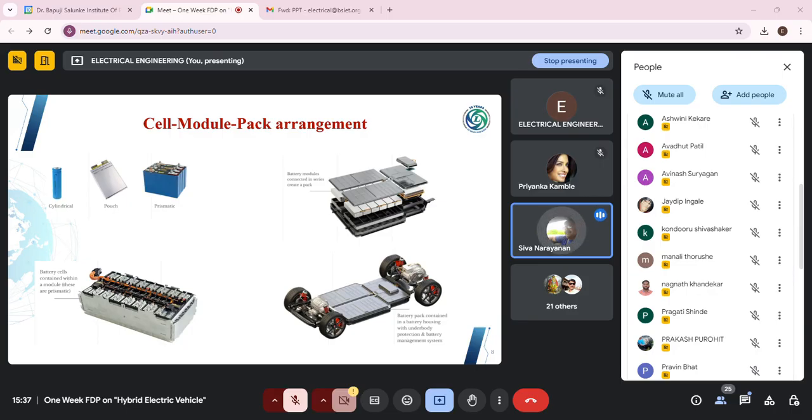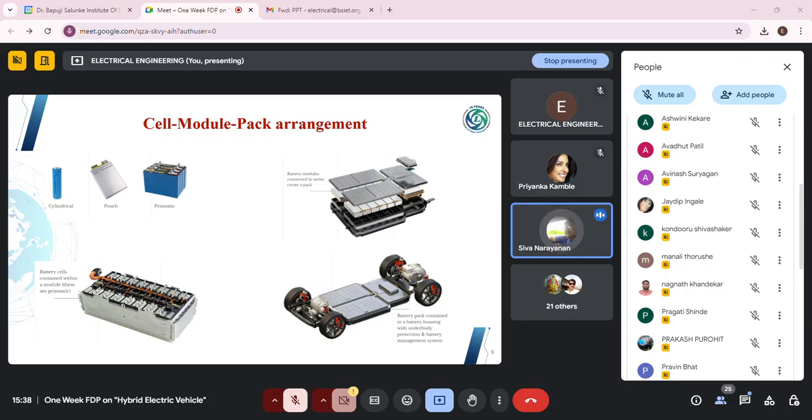So now we will slowly get into how a battery pack is framed. Generally, the left hand side first image shows the types of cell. As you can see, generally the cells are classified into three types based on the geometry. The first one is the cylindrical cell. As the name itself indicates, it is cylinder in shape. The second one is the pouch cell, and the third one is the prismatic.